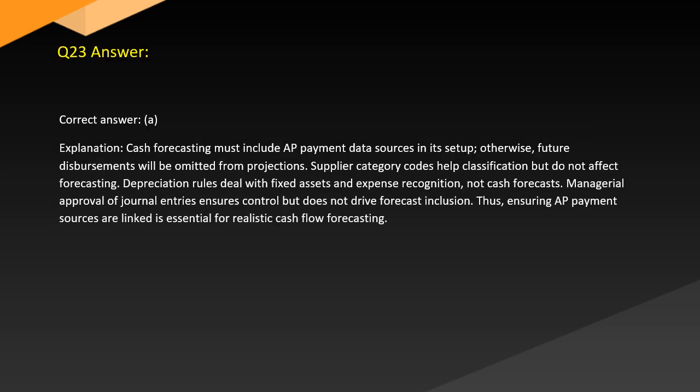Answer. Correct answer: A. Explanation. Cash forecasting must include AP payment data sources in its setup. Otherwise, future disbursements will be omitted from projections. Supplier category codes help classification but do not affect forecasting. Depreciation rules deal with fixed assets and expense recognition, not cash forecasts. Managerial approval of journal entries ensures control but does not drive forecast inclusion. Thus, ensuring AP payment sources are linked is essential for realistic cash flow forecasting.